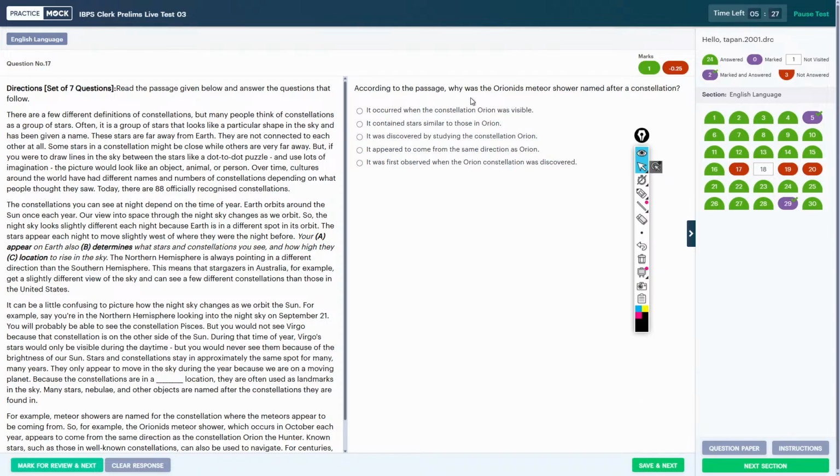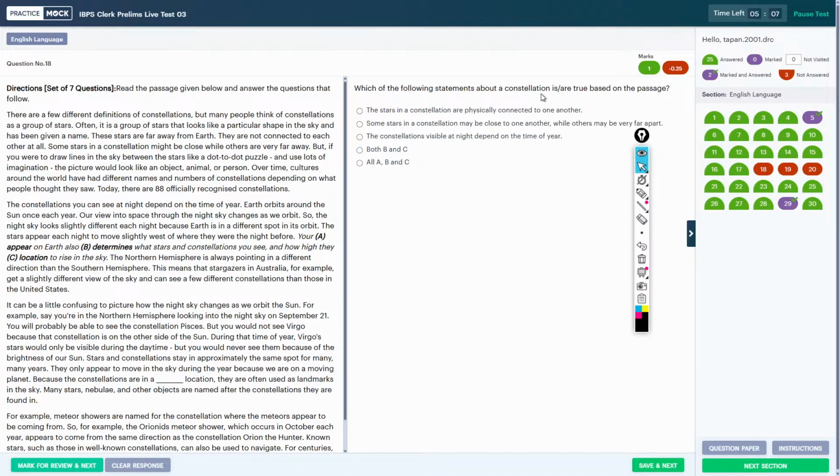According to the passage, the Orionids meteor shower appears to come from the same direction as option... 17. It occurred when the constellation Orion. Okay.